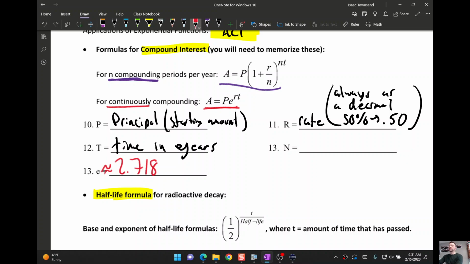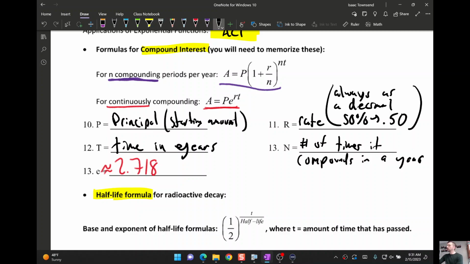And then the other formula has n, and n is for number of times it compounds in a year. So if the question says it compounds annually, annually means once a year, and you would plug in 1 for n. If it said quarterly, quarterly is 4 times, so you'd plug in 4 for n. Monthly, you'd plug in 12 for n. Daily, you'd plug in 365 for n, just however many times it gets compounded.